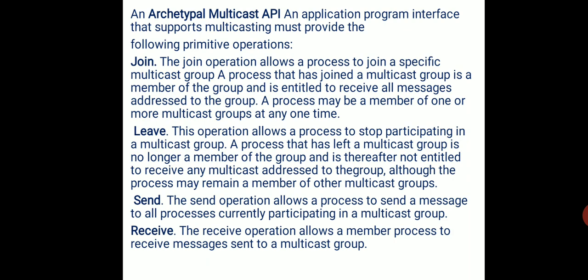Now, the archetypal multicast API has four primitive operations. The first primitive operation is join. The join operation allows a process to join a specific multicast group, and a process that has joined the multicast group is a member of the group and is entitled to receive all messages addressed to the group. A process may be a member of one or more multicast groups at any one time.